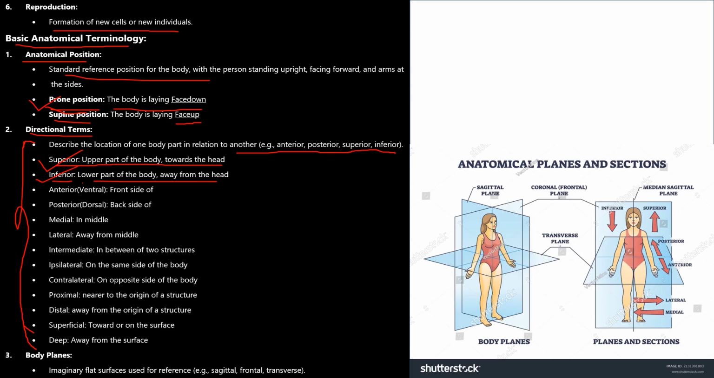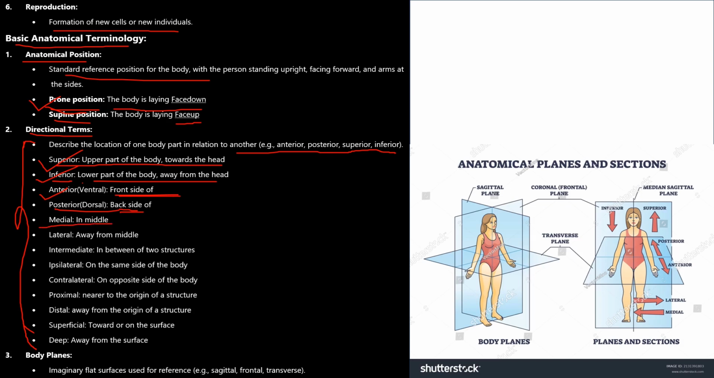These terms are used when you are studying the position of the organs. Anterior or ventral means the front side. If we are talking about the body or any organ, some organ is anterior to some organ, and posterior or dorsal, some organ is posterior to some organ. The posterior means back side and anterior means front side in respective cases.